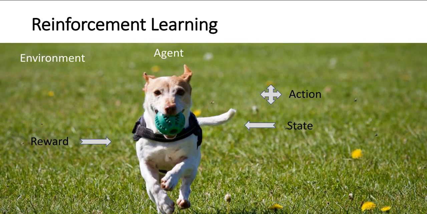So for example, you have a dog which is going to a park. So both of you are going to the park and you are giving the agent, so the dog, the task to find the ball. So you hide the ball basically behind the tree, let's say, and then you give him the task to find the ball.